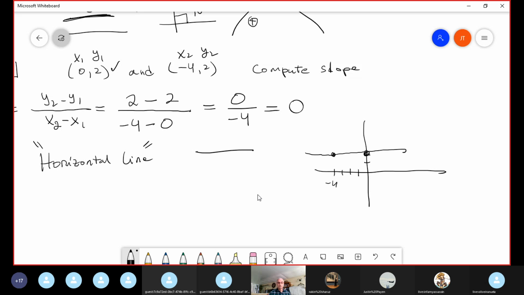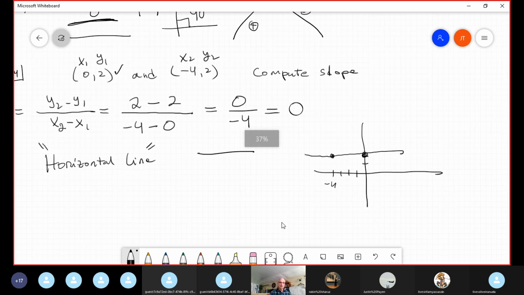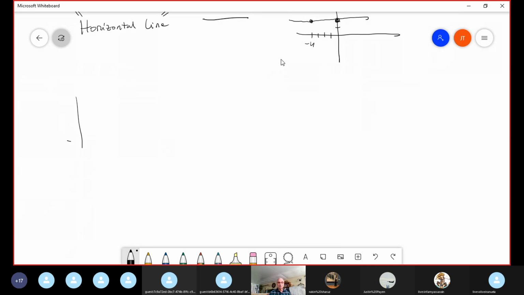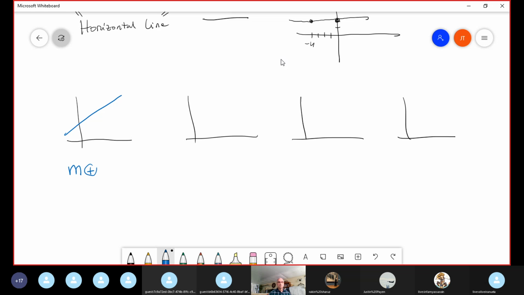Okay, let me try to summarize. What is the interpretation for the slope? The slope is the inclination of the line. We have four possibilities. Suppose a line like that goes up. The slope is positive. Suppose a line like that. The slope is a negative number. Suppose a totally horizontal line. The slope is 0. Suppose a line like that, a vertical line. The slope is undefined.